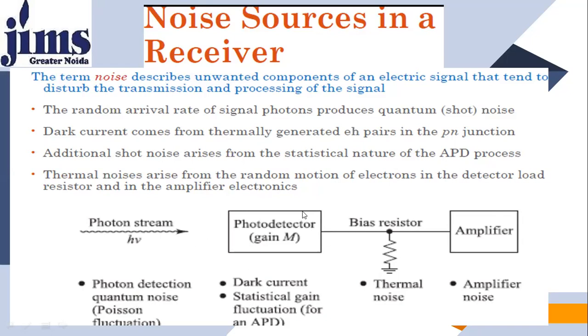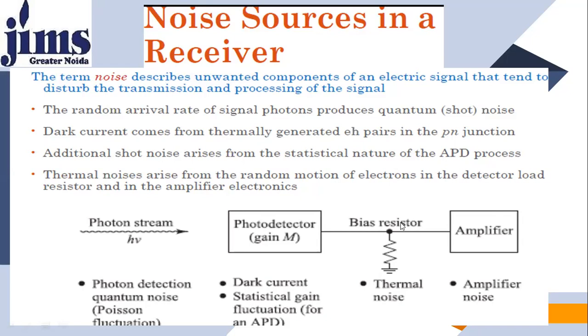Then this is a photodetector, and normally 90% of the time we use an avalanche photodetector. The avalanche photodetector has some gain factor M, or current gain factor M. So in this stage, in the photodetector itself, there is dark current in the absence of light, in the absence of the impact of photons, and there are statistical gain fluctuations for the APD, right?